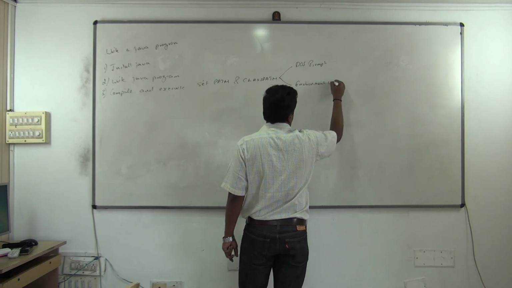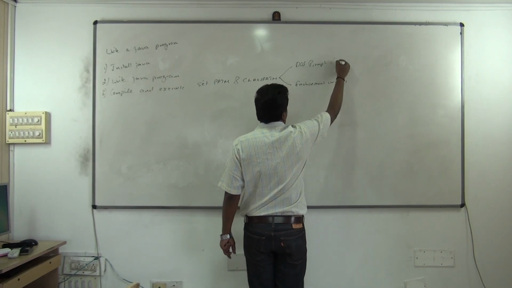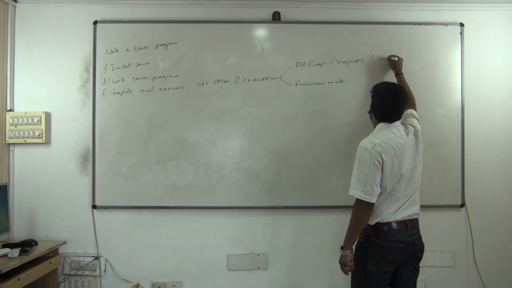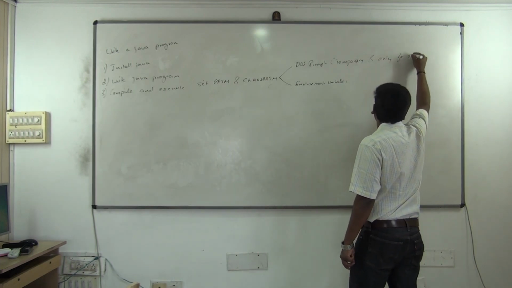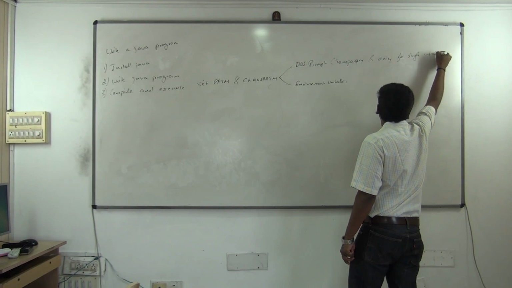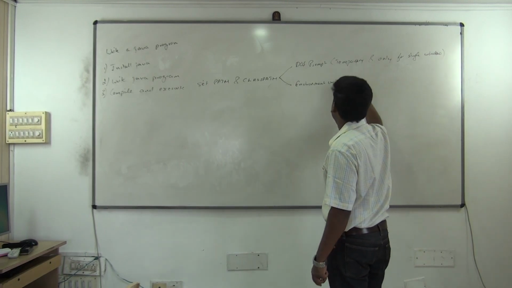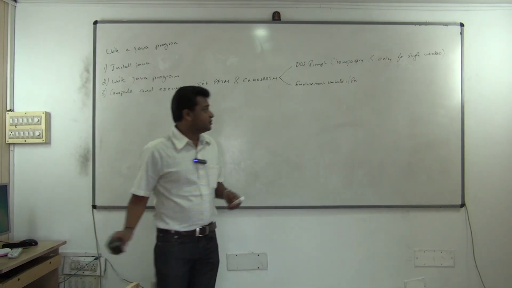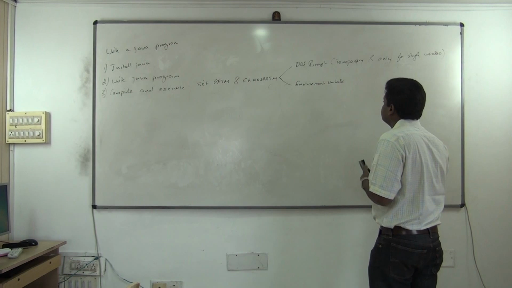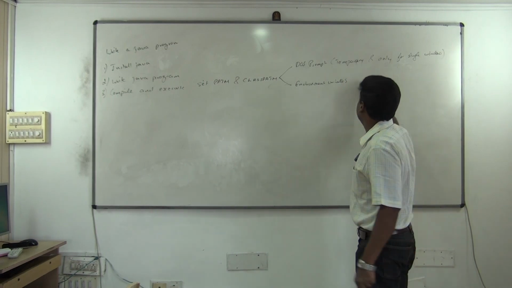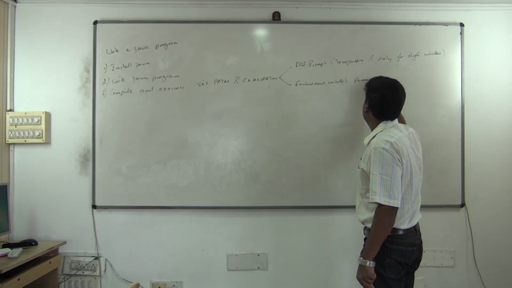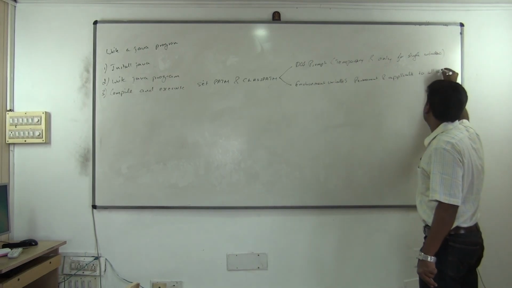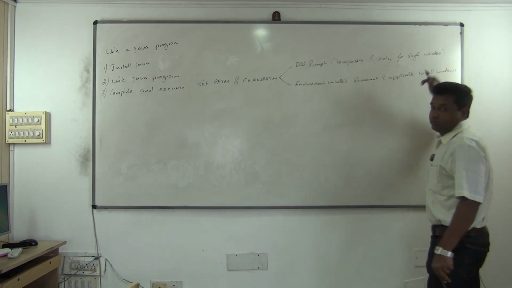What is the difference? DOS prompt is temporary and only for a single window. Environment variables are permanent. But again, in environment variables you have two locations where you can do it. User variables: this is permanent and applicable to all windows, all DOS prompts.